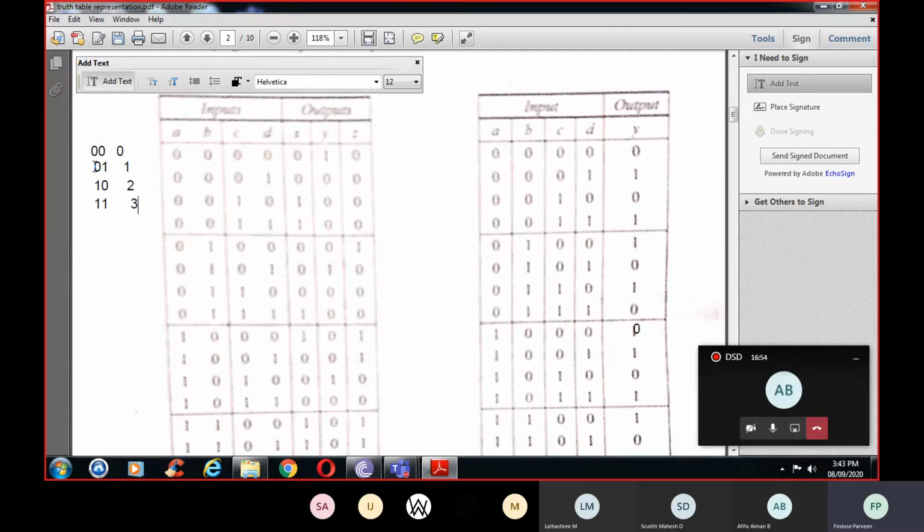Is it visible, what I'm writing? Yes, ma'am. Okay. So 0, 0 means decimal notation 0. 0, 1 means decimal notation 1. 1, 0 means decimal notation 2. 1, 1 means decimal notation 3. Okay. So what they have given? The first output, that is X, is the output here. The first output is 1 when it is differing by 2 or more.